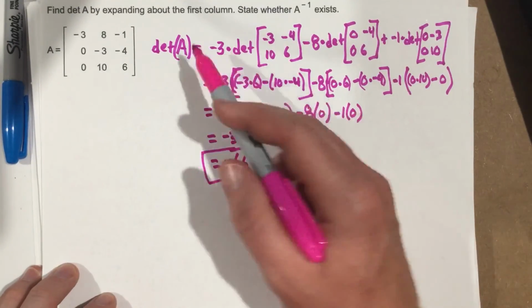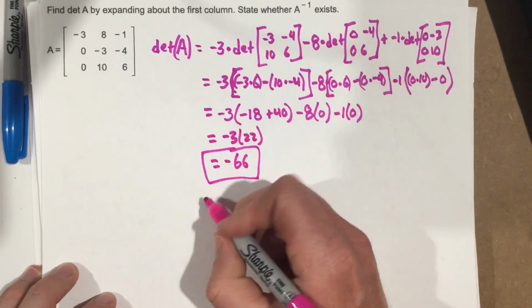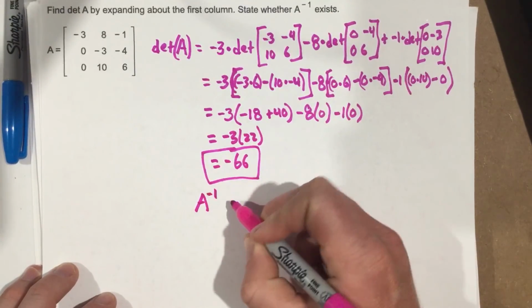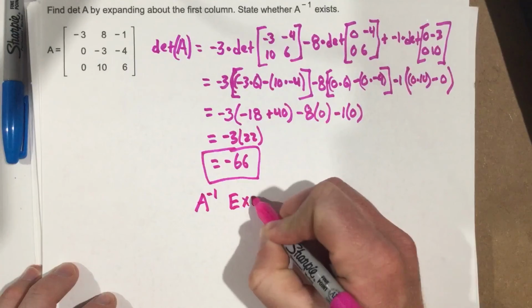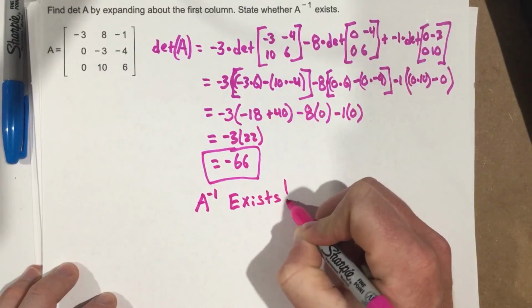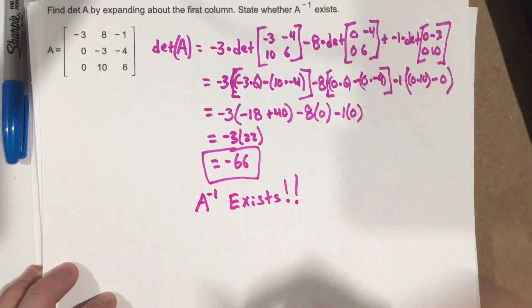And what does that mean? A inverse does exist. So we can say A inverse exists, which is the whole point. It's not 0, so that means it exists.